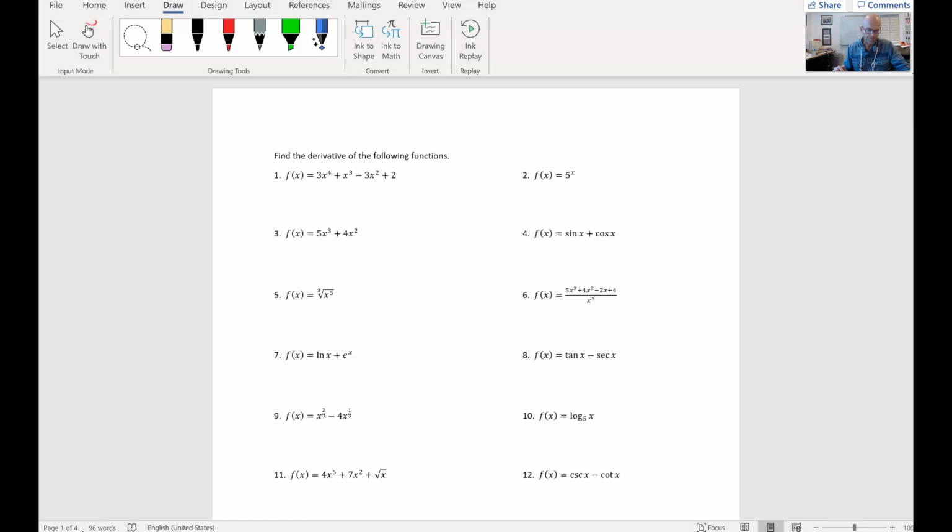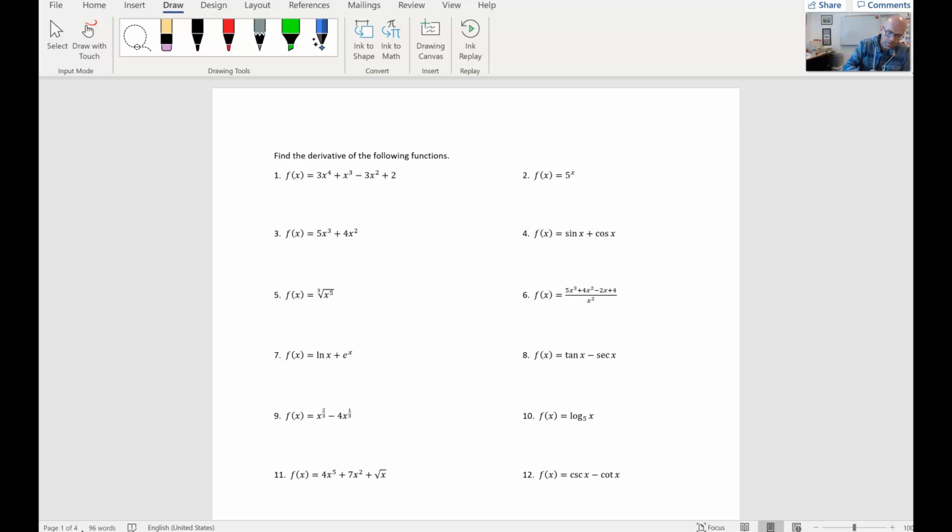Okay? So for number 1, I'm trying to find the derivative of f of x. Notice there's some power rules applied here. So that's the fourth rule. There's also the second rule. There's also the first rule. And there's also the third rule, because we're adding things up. The third rule tells me I can take the derivative of each one of these things separately and then just add them together.